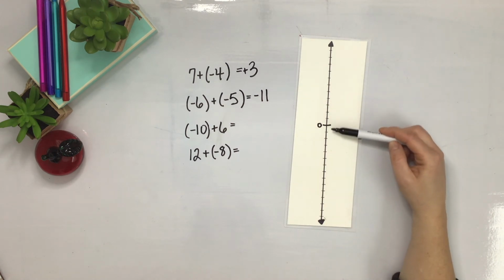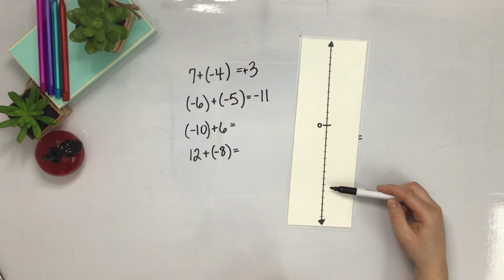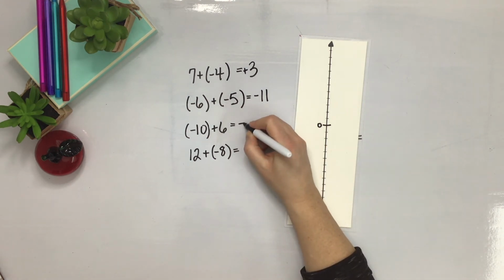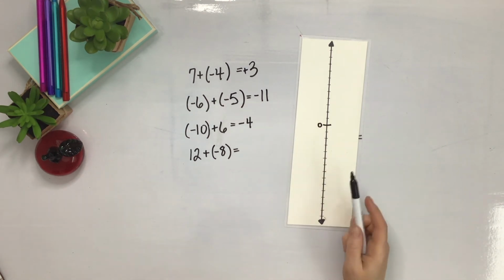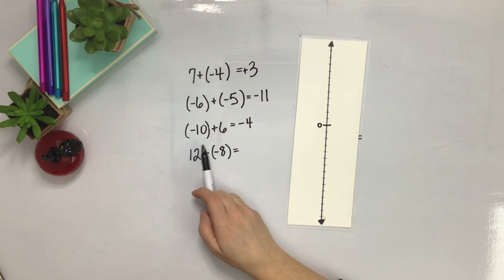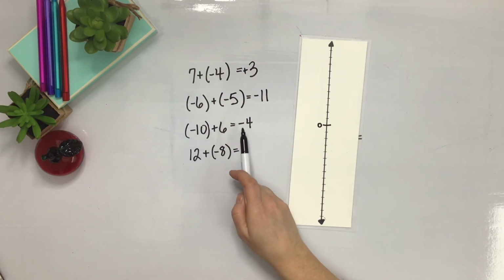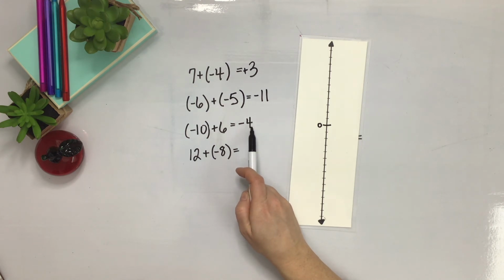-10, so I'm going down 10, and then I'm going up 6. So my overall movement is going to put me at a -4. You can also do the teams. Team positive here has 6 points, team negative has 10 points. So team negative wins because they have 4 extra points.